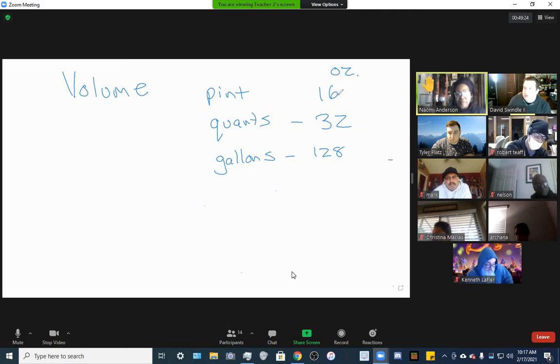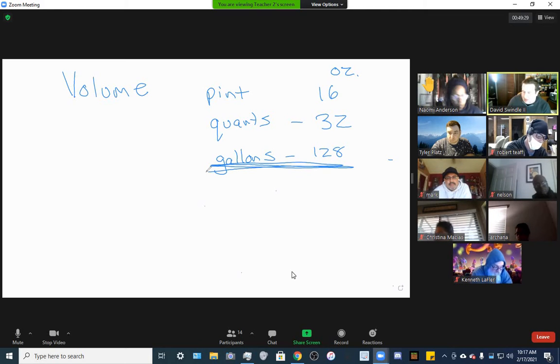Now here's the good news. Most of what we're going to work with is gallons. We need to know ounces and gallons. The ounce is a standard unit of measurement, but we will occasionally work with gallons as well.